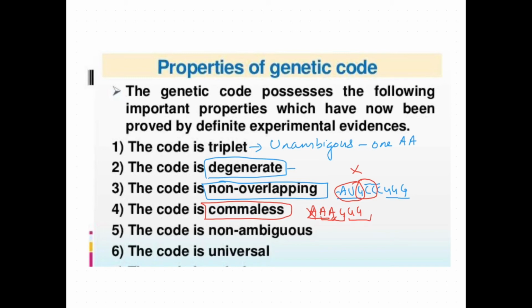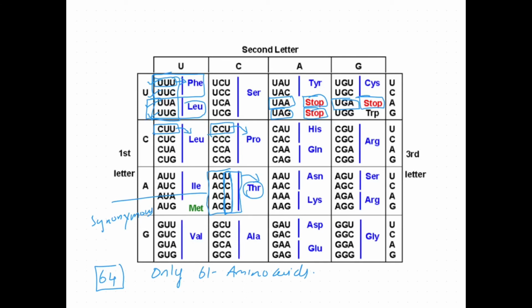Next is the genetic code is non-ambiguous. The codons specifying the same or related amino acids tend to be similar in sequence. Often the base in the third position of a codon is not significant. You can see the codons which are specifying the same amino acid. Let us take serine. There are 4 codons which are representing serine. The base in the third position of a codon is not significant.